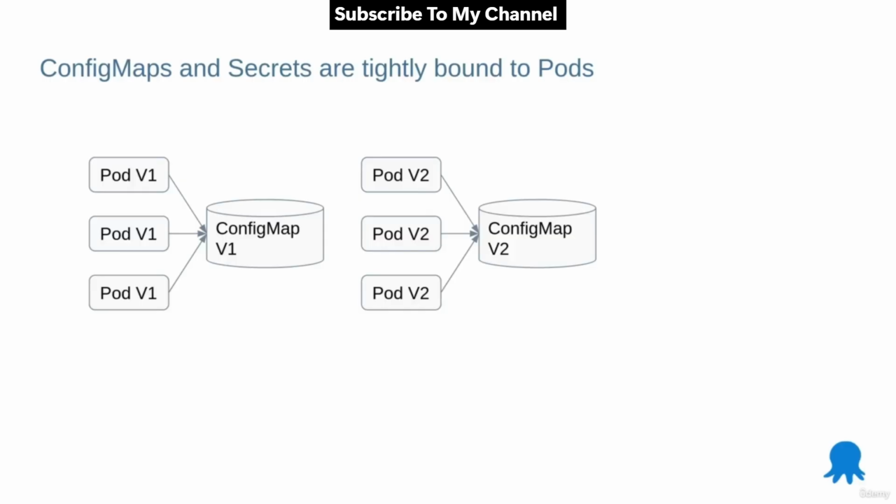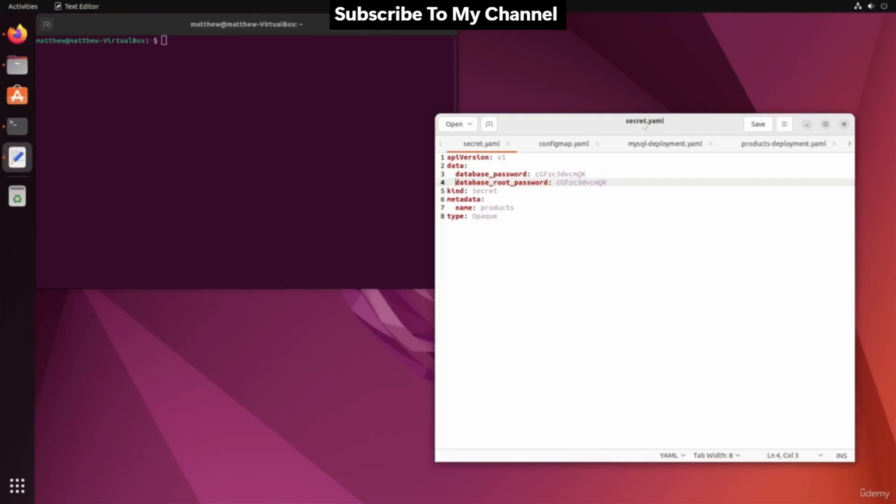We'll see this in action in the demo where we deploy a sample application configured by a config map coming up in the next section. In this section, we'll demonstrate how to configure pods using external values stored in secrets and config maps.